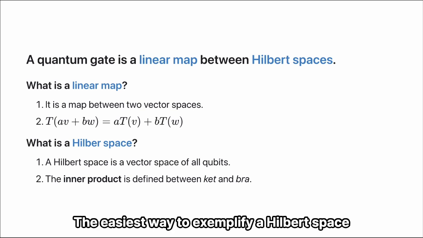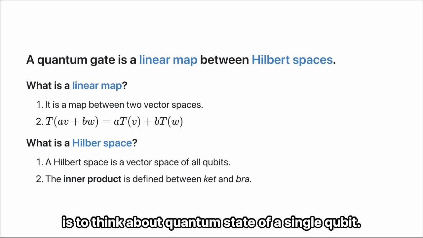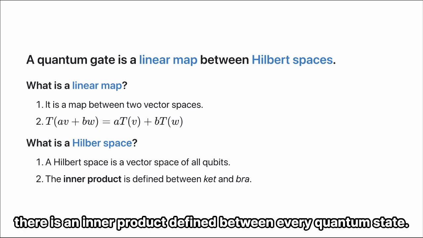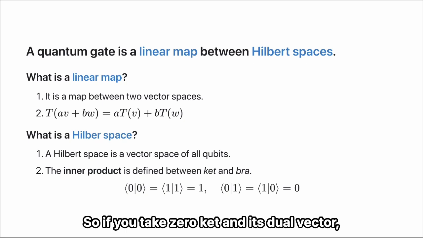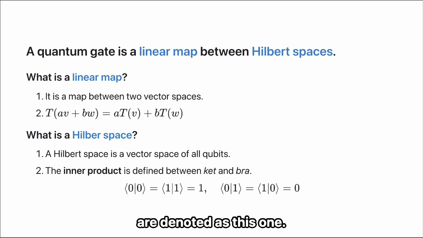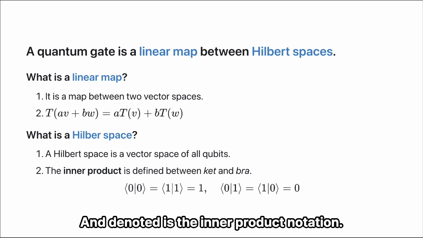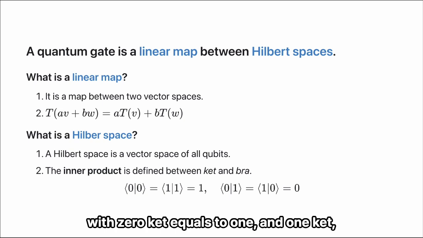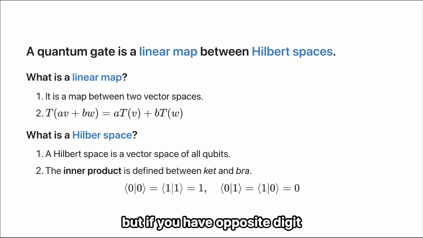The easiest way to exemplify a Hilbert space is to think about the quantum state of a single qubit. And not just is a Hilbert space a vector space, there is an inner product defined between every quantum state. So if you take ket 0 and its dual vector, which is bra 0, then the inner product is denoted in this notation. Bra 0 inner product with ket 0 equals 1, bra 1 inner product with ket 1 equals 1. But if you have opposite digits, then the inner product is 0.